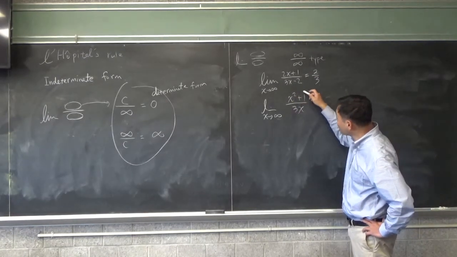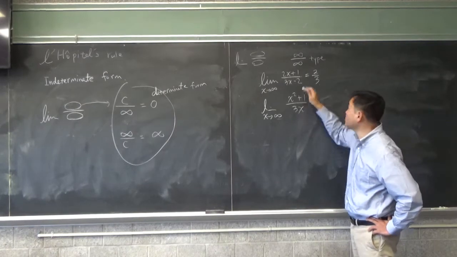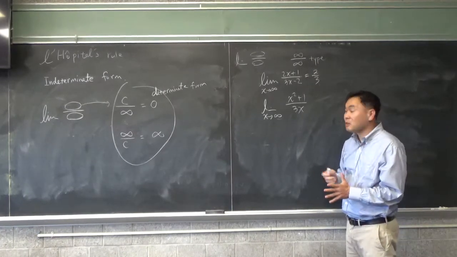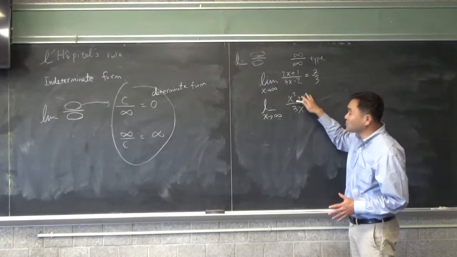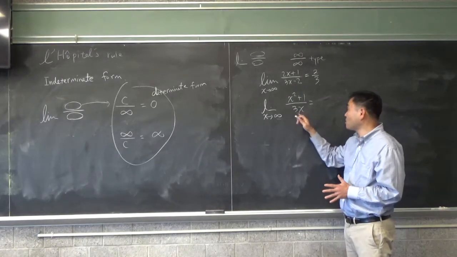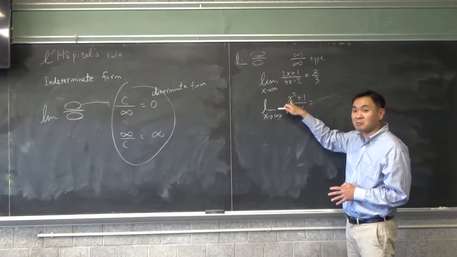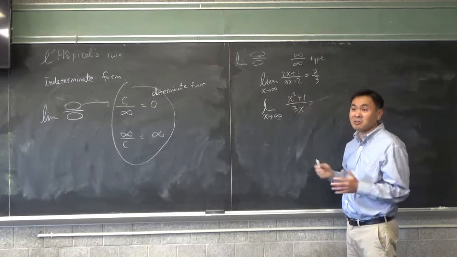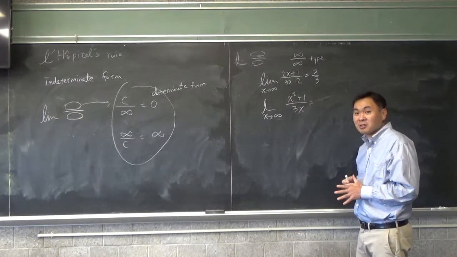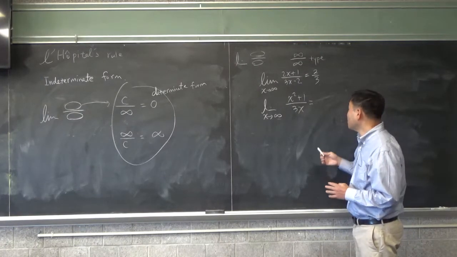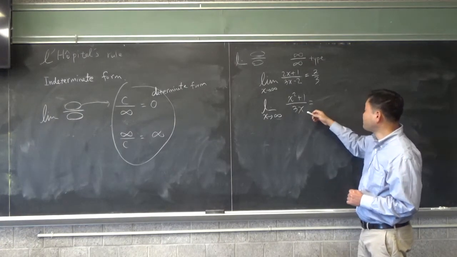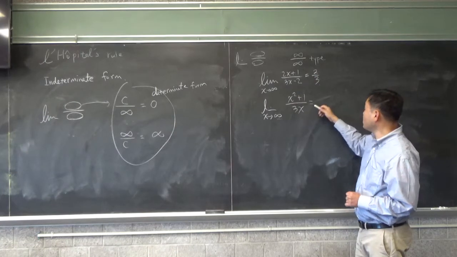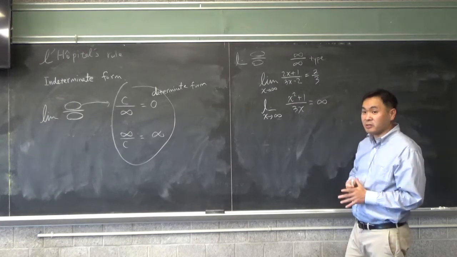This will go to infinity, and this will go to infinity, so it's infinity over infinity type, but the top is a lot faster than the bottom. For example, if x is a million, a million squared is a trillion, divided by 3 million, that's still close to a third of a million. So that means that this will be infinity.